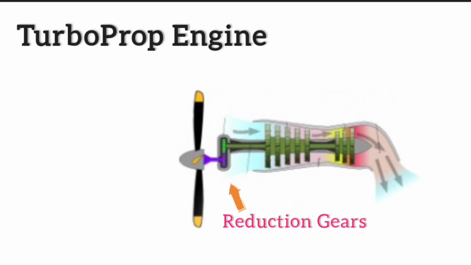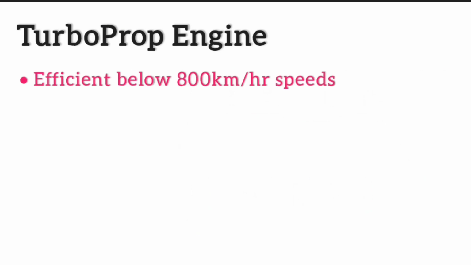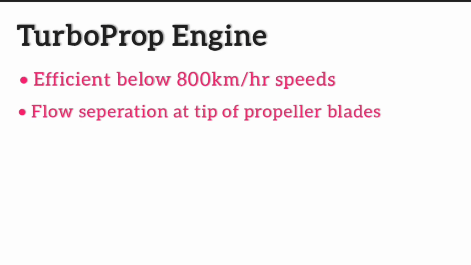It contains a reduction gearbox to control the speed of the propeller. In this engine, most of the energy produced by the turbine is utilized by the propeller. The remaining process would be similar to a turbojet engine. The turboprop engines are efficient below 800 km/h speeds and cannot be used at much higher speeds. Because of the effect of flow separation at the tip of the propeller blades, they cannot fly at higher speeds.